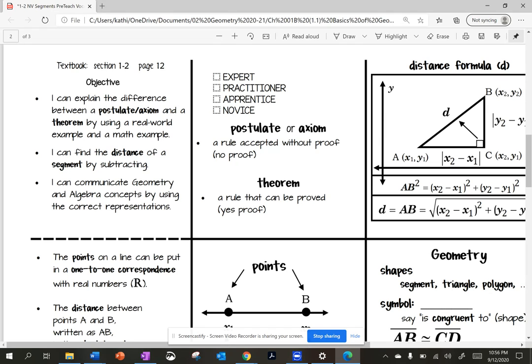So let's start out. Where are you on the learning spectrum? Is this the first time you heard some of this? That's a novice, or I understand this and I've already had this in my previous math courses and I'm an expert.